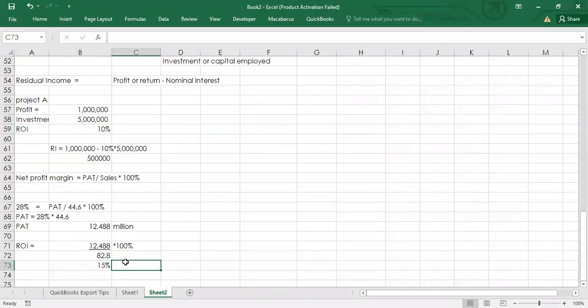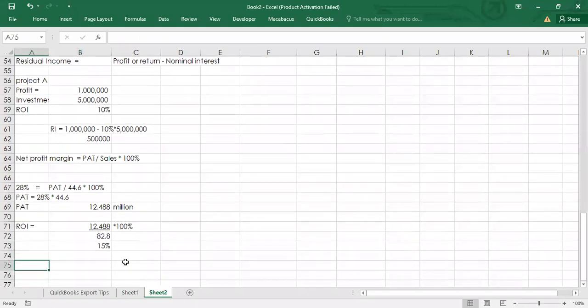Okay, so how do you comment? Of course, it's based on what they agree upon. They say they have a cost of capital of 12%. So this return on investment of 15% may be good, but you can't really conclude whether you're doing well or poorly. Although you would say it's greater than the cost of capital.